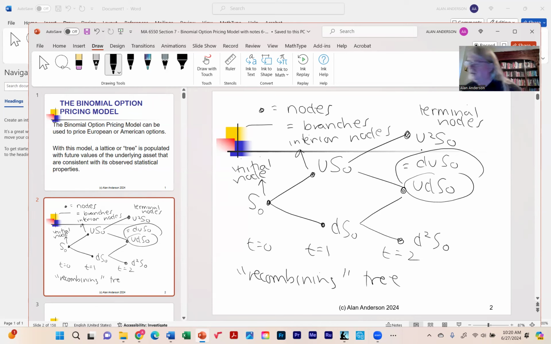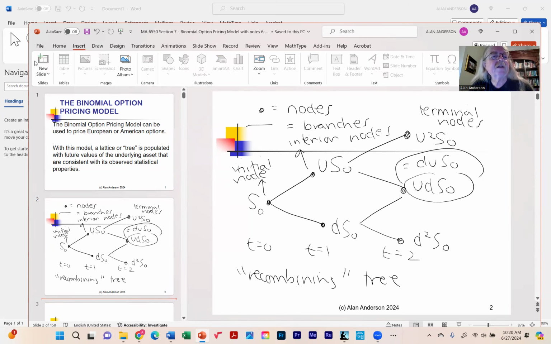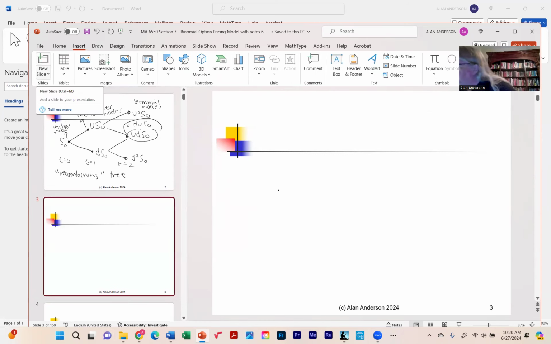For that reason. Okay, so if not, here's what would end up happening. You'll see pretty quickly why this is so important. Imagine we did not have a recombining tree.